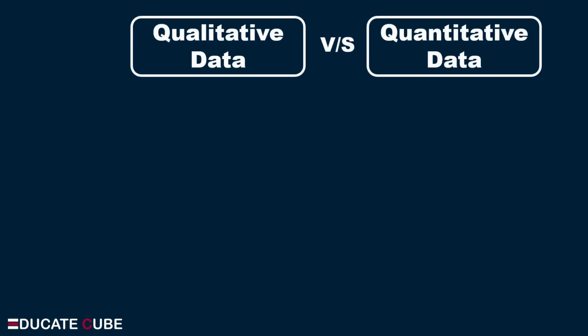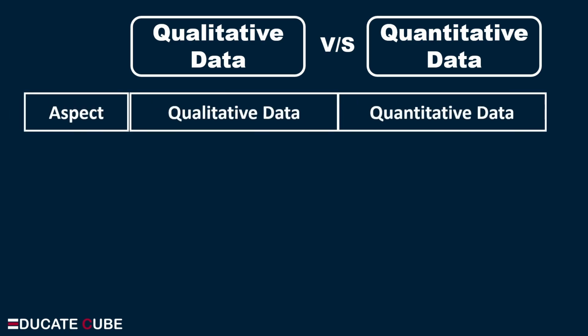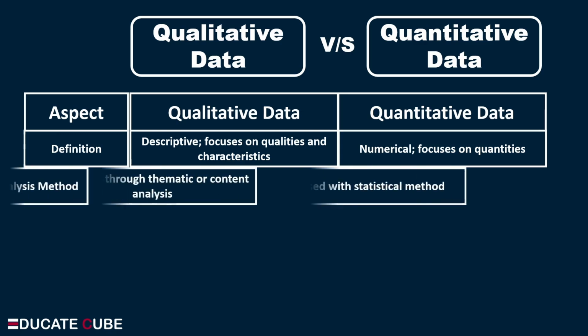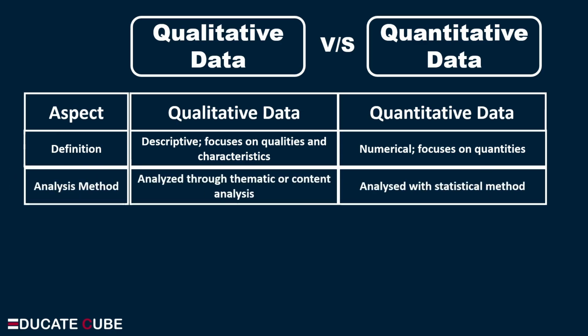So, what's the main difference between qualitative data and quantitative data? Let's break it down. The first aspect is definition. Qualitative data is descriptive and focuses on qualities and characteristics. On the other hand, quantitative data is numerical and focuses on quantities. The second aspect is analysis method. Qualitative data is analyzed through thematic or content analysis, and quantitative data is analyzed with statistical methods.